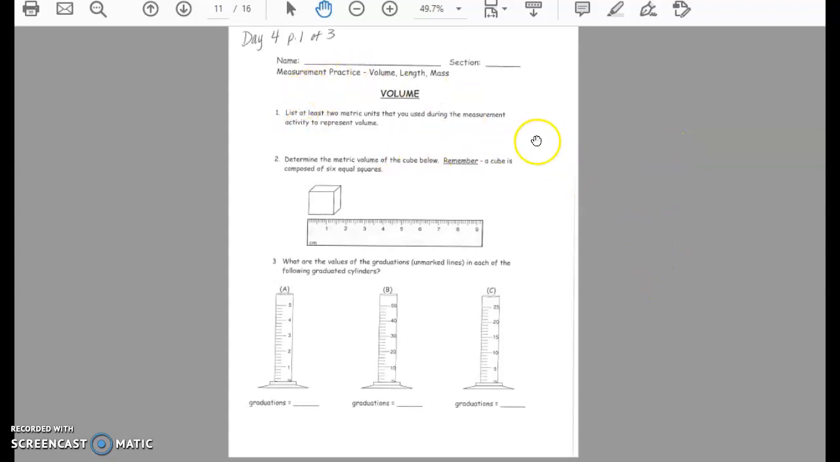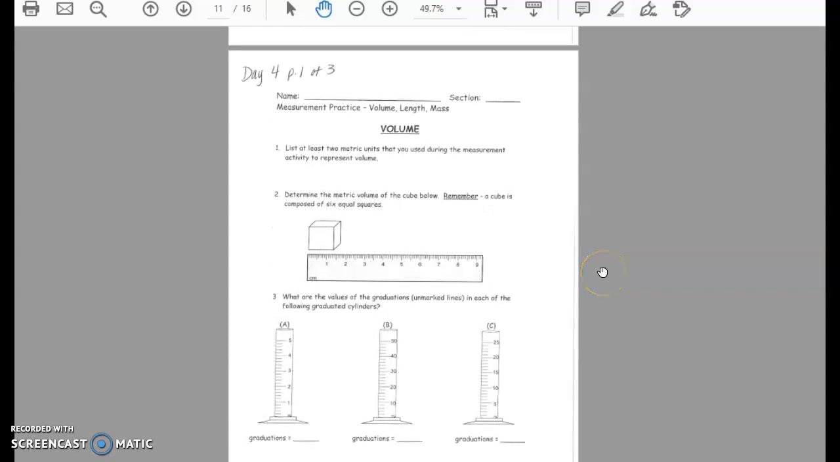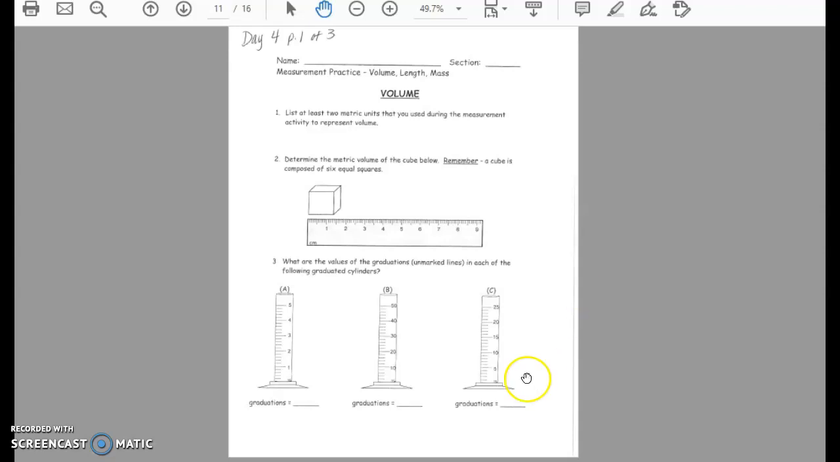Now, number 1, it's been a confusing one, and I understand with the way that it's worded. For number 1, you just need to look at the rest of day 4 and list 2 of the units that we used today. That's going to be milliliters and then centimeter cubed, which is cm with a 3 superscript. I know that the way that this is laid out is a little strange.